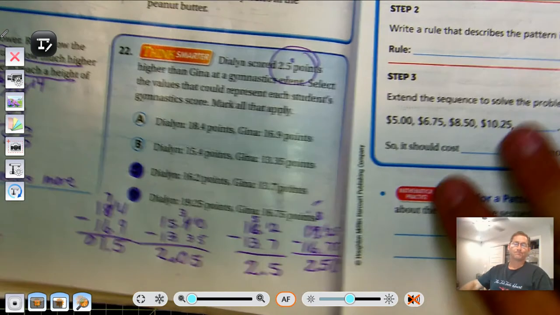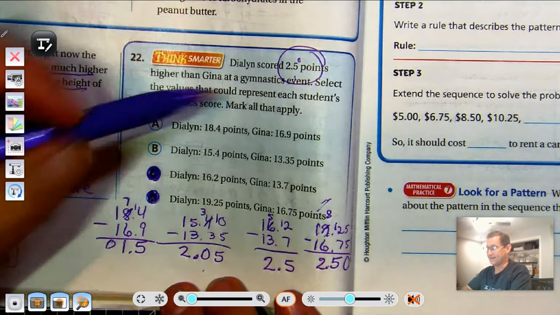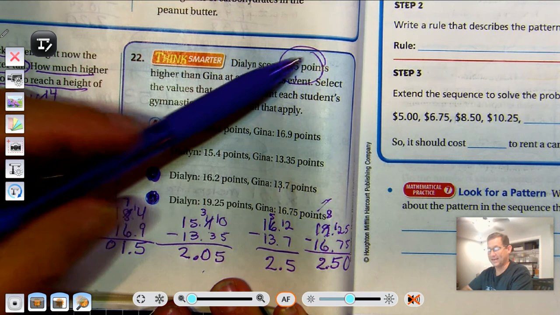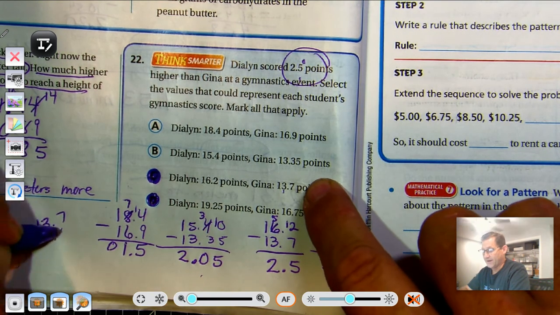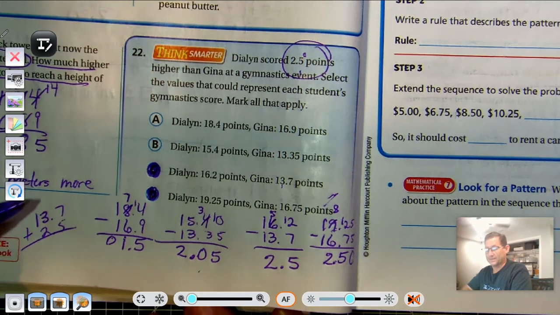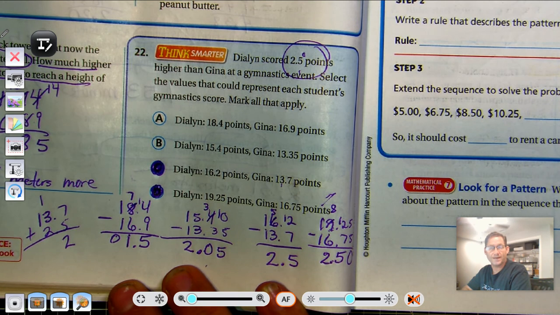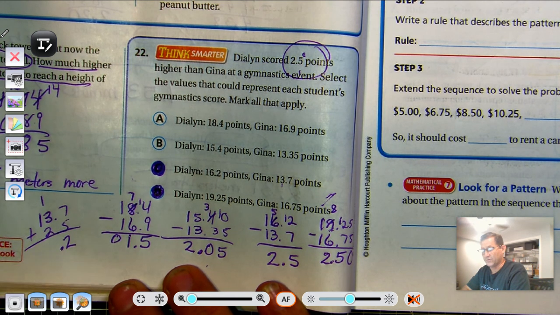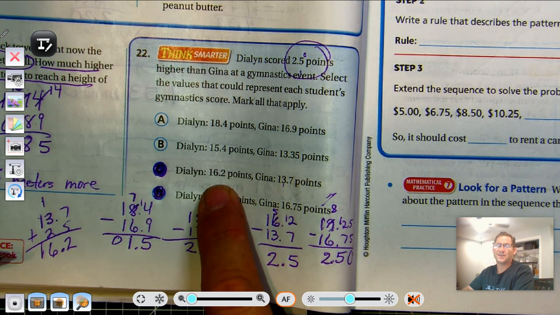Okay. So when I was saying that if I just took Gina's points and added 2.5, like, so 13.7 plus 2.5. 7 tenths plus 5 tenths is 12 tenths. Regroup as 1 and 2 tenths. Put the decimal point. 3 and 2 is 5, plus 1 more is 6, plus 1 is 16. You see that we get 16.2. So there's a couple of different ways you could solve this problem.